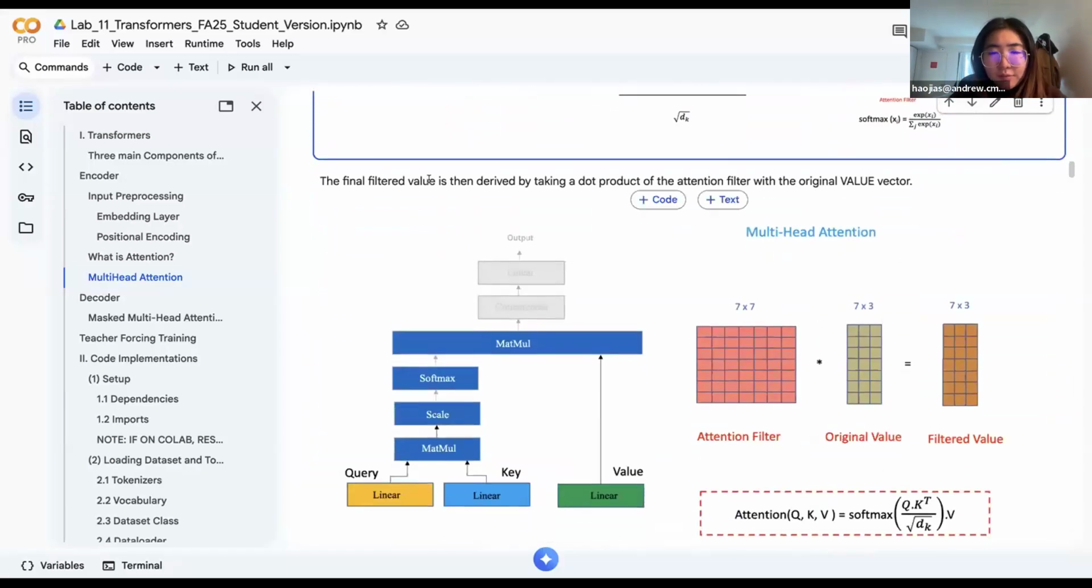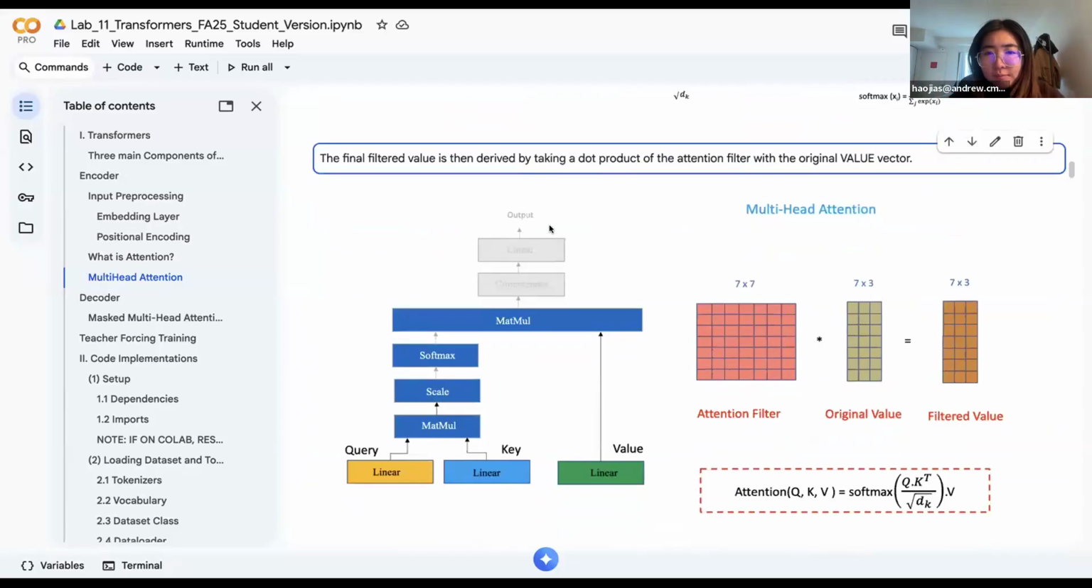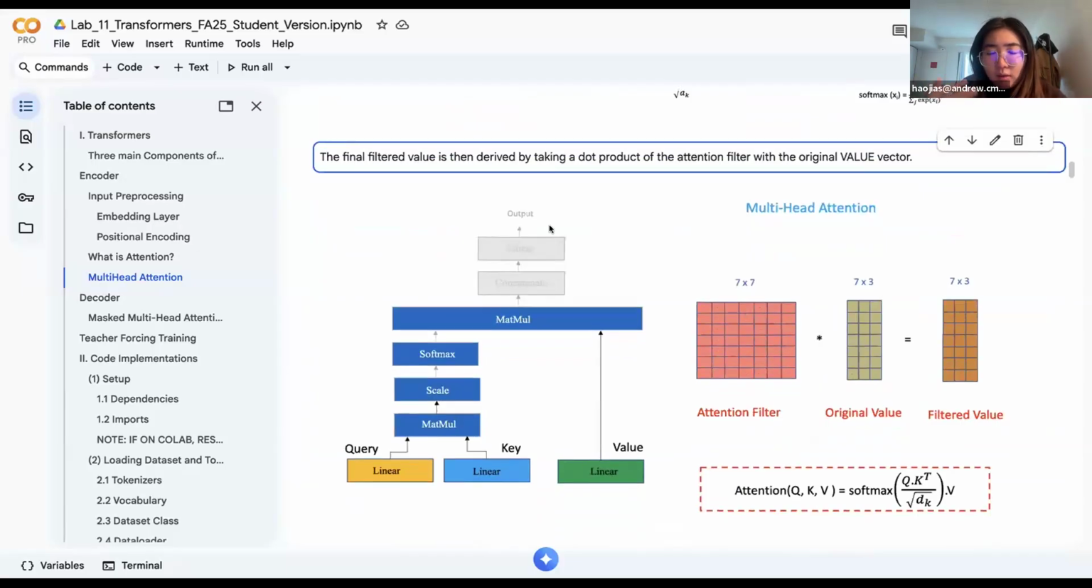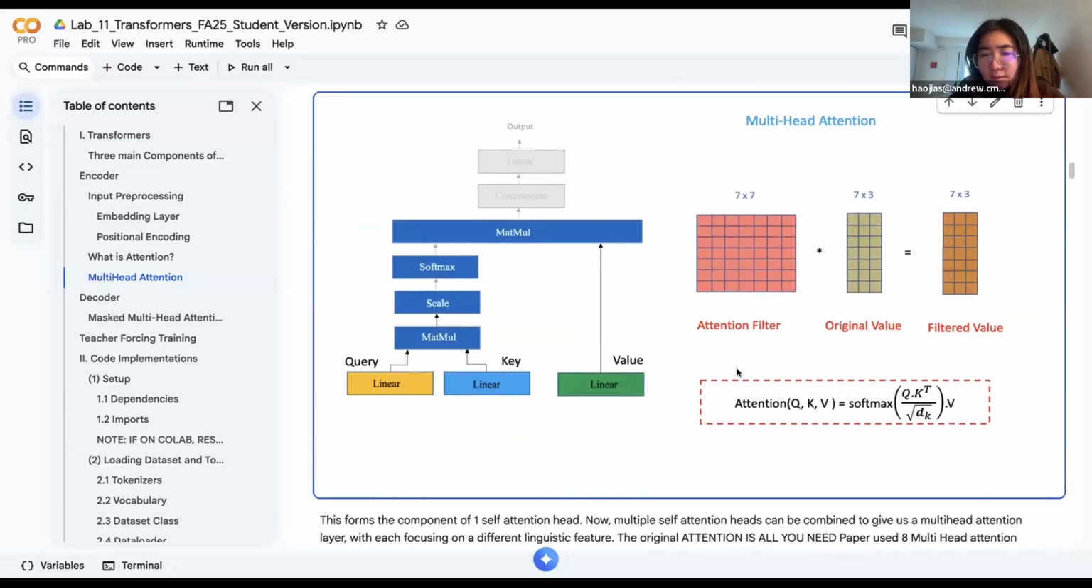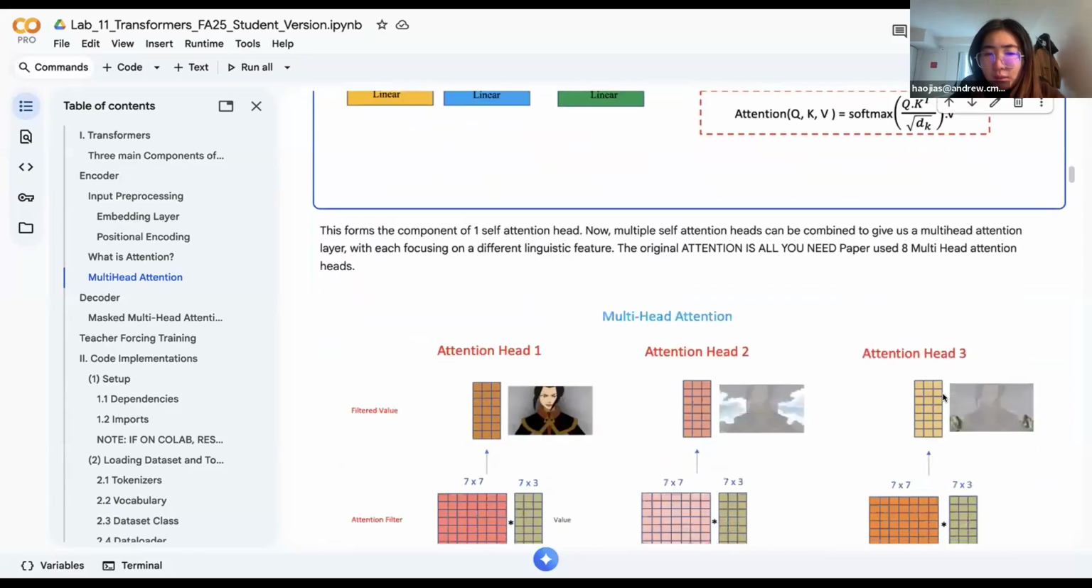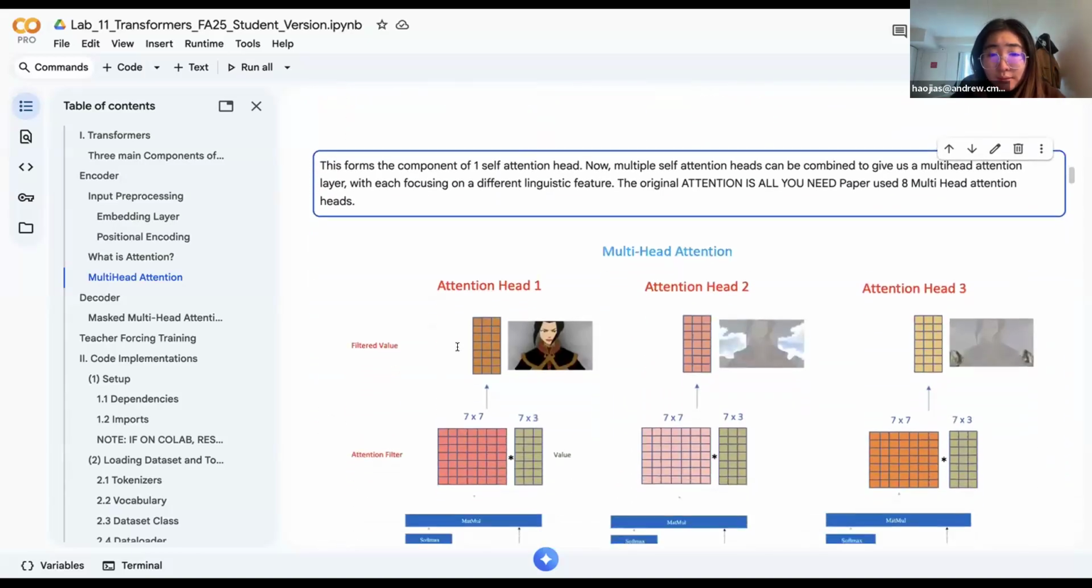And then finally, the filtered value is derived by taking a dot product with the original value vector. So this is the full calculation for the attention. We first calculate Q multiplied by K transpose, then we divide it by the square root of dk, then we do a softmax, and then finally we multiply by the V value. So this is the attention calculation for just one attention head, right?